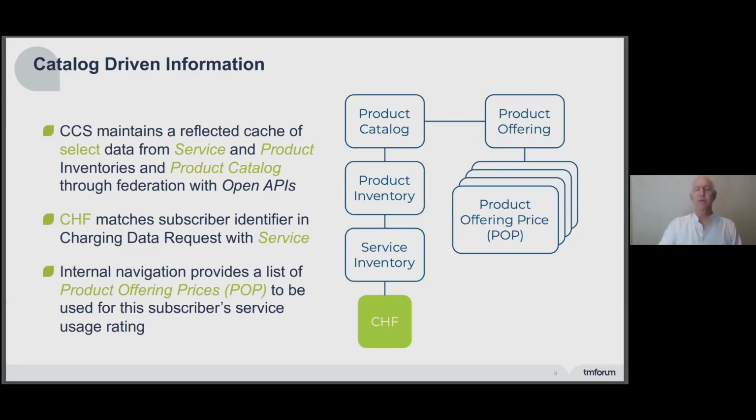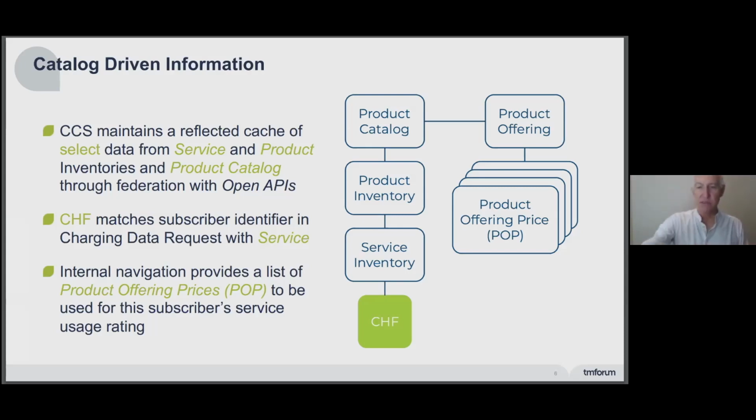So when subscriber usage arrives at the CHF, it will use the subscriber identifier to locate it in the service inventory and then navigate through the rest of the information model to get a list of product offer prices that are applicable for this usage by this subscriber.